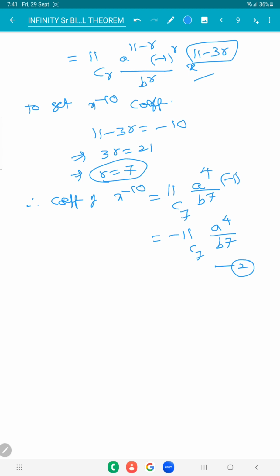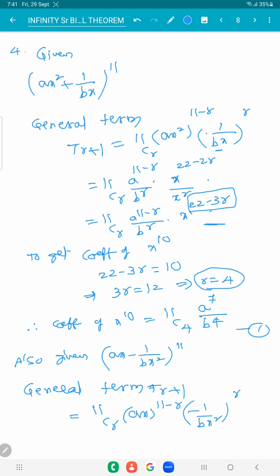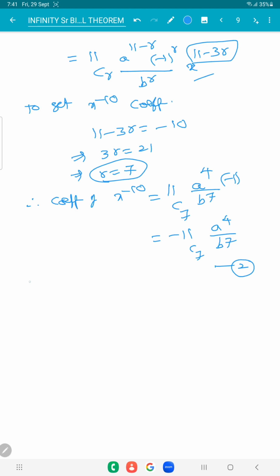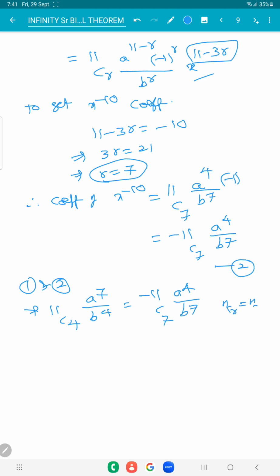1 and 2 imply that they are equal, as given in the expansion. Find the relation between them. The relation we got here: 11C4 a power 7 b power 4 is equal to minus 11C7 a power 4 b power 7. Observe that nCr is equal to nC(n minus r) is a known result. So 11C7 is equal to 11C(11 minus 7), that is 11C4. So 11C4 and 11C7 cancel.